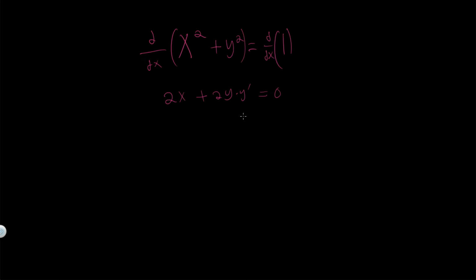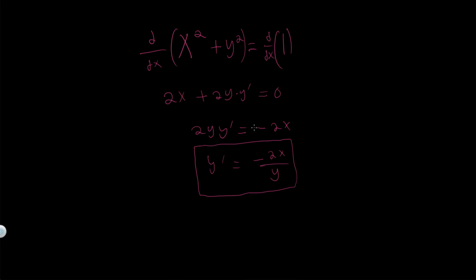Now again, what we can do is we can actually just solve for y prime. So we get 2y y prime is equal to negative 2x. Divide both sides by 2, get rid of that, and then divide by y. So we get y prime is equal to negative x over y. And in this case, we can just leave our answer in terms of y. So we have a derivative of our function, or of our relation, in terms of y.